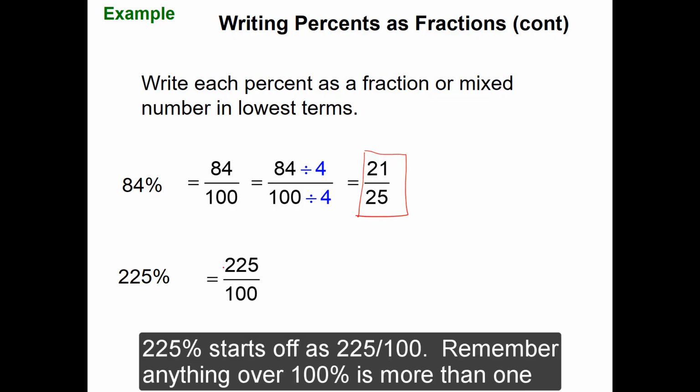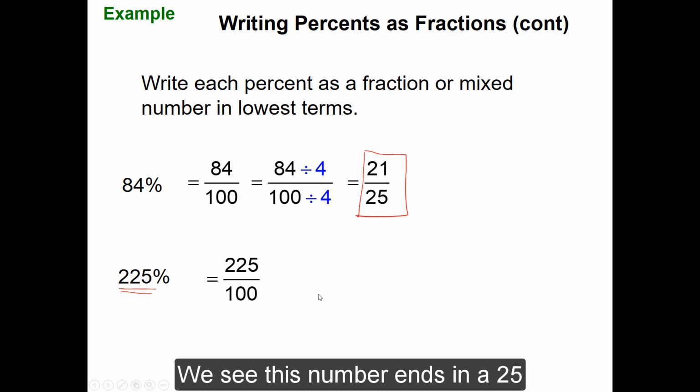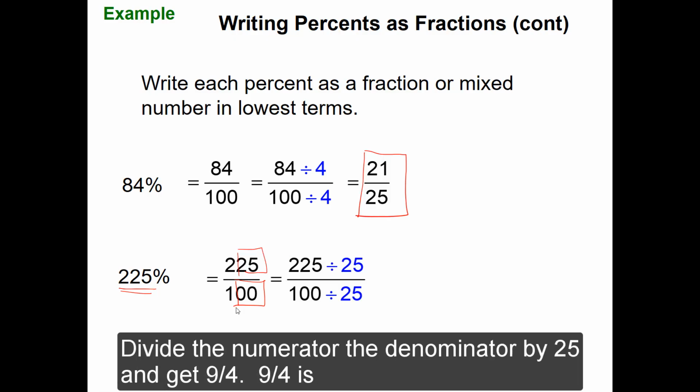225% starts off as 225 over 100. Now remember, anything over 100% is going to be more than 1. So don't be surprised when you get a numerator that's bigger than the denominator. Inspecting this, we see that this number ends in a 25 and this number ends in 0, 0, so both are divisible by 25. So I'll divide the numerator and denominator by 25, and I get 9 over 4.